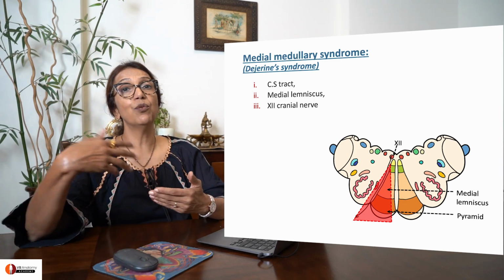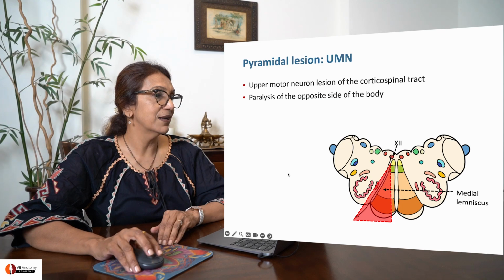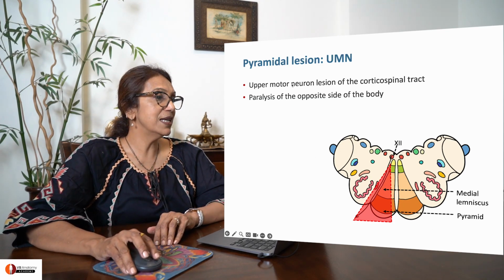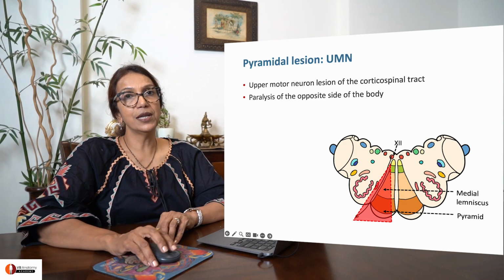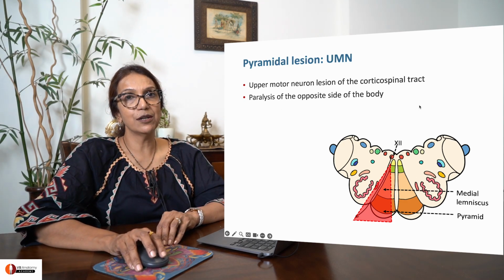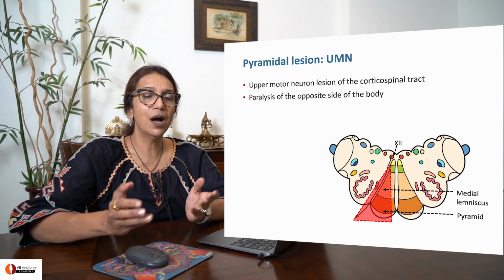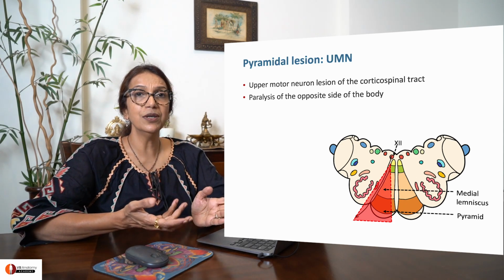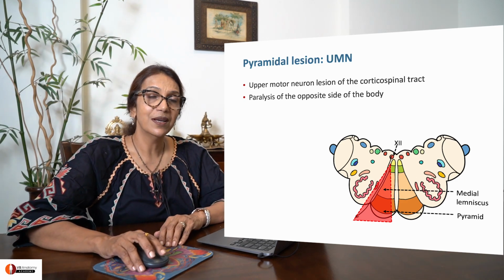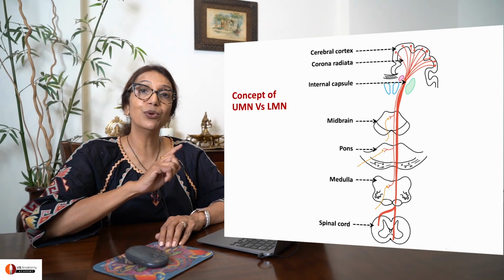If they are affected, what symptoms will you see? Come, let's understand that. So when there is a pyramidal lesion here, you will see an upper motor neuron lesion of the corticospinal tract, paralysis of the opposite side of the body. You must be wondering how. How did you come to this conclusion? Why upper motor neuron? Why not lower motor neuron? And so on. Ideally, these questions should strike you. So come, I'll show you how to calculate this.